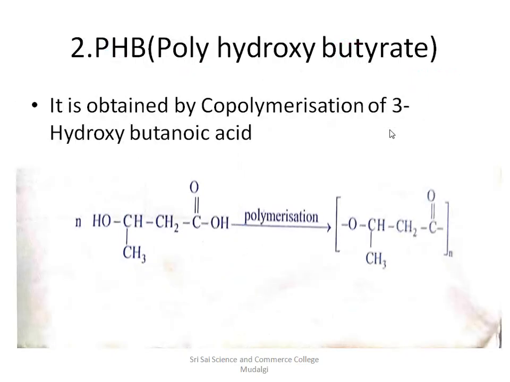Then we go for the second example of biodegradable polymers, called PHB. Everything is the same; instead of V, there is only PHB, which is nothing but polyhydroxybutyrate. This is obtained by polymerization of 3-hydroxybutanoic acid. So here we are taking only one monomer, 3-hydroxybutanoic acid, whereas in the case of PHBV, it is 3-hydroxybutanoic acid plus 3-hydroxypentanoic acid. Now this is your 3-hydroxybutanoic acid. It undergoes polymerization to form what? PHB, polyhydroxybutyrate. So try to remember the structures with respect to the formation of PHB.